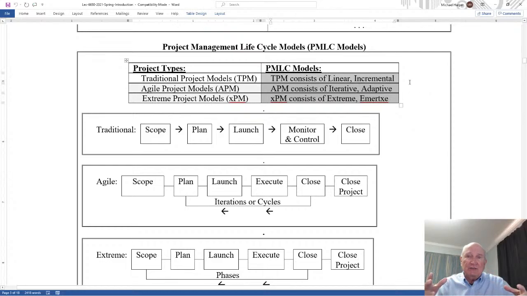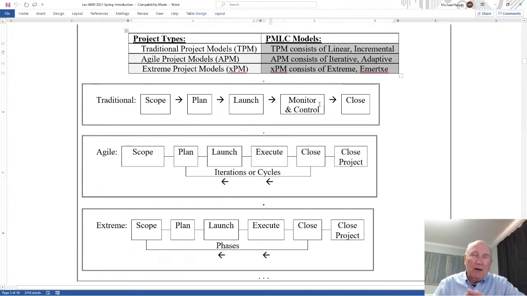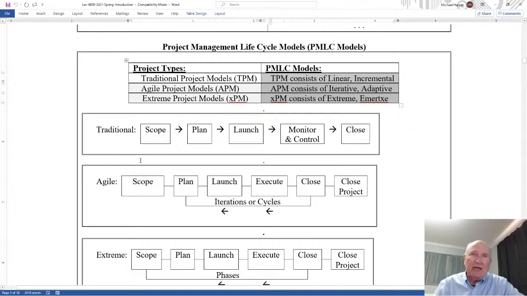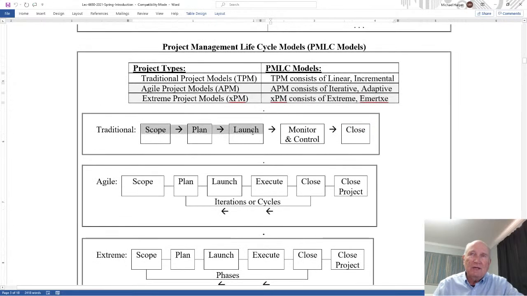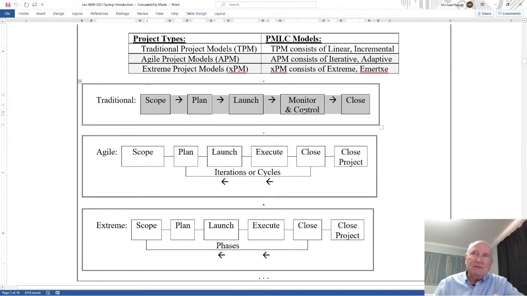Once we have the traditional down, the qualitative and the quantitative tools and techniques, then we apply them within these models, within the types, within the framework, within the structure. So he also has something called the traditional, agile, and extreme models here. You have scope, plan, launch. Monitor and control is a process within traditional and PMBOK, but sometimes he replaces monitor and control with execute. And that's the agile part.